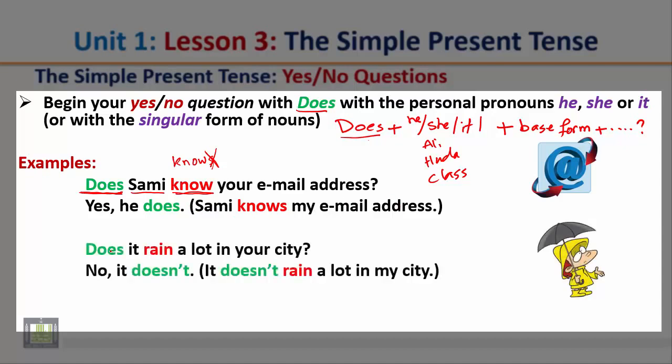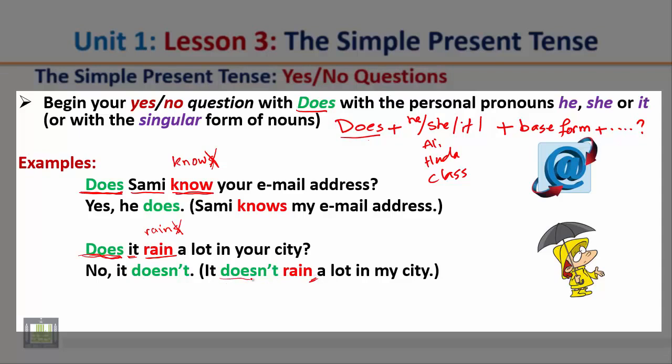Another example. Does it rain a lot in your city? Again, this question starts with does because the subject is it. After that, we have the base form. Does it rain a lot in your city? Again, can we say, does it rains? No, we cannot. We have to delete the s. Why? Because this question starts with the verb does. So whenever your question starts with the verb does, you have to delete the s or the es. So the answer could be, no, it doesn't. It doesn't rain a lot in my city. Notice here that also we don't have s here.